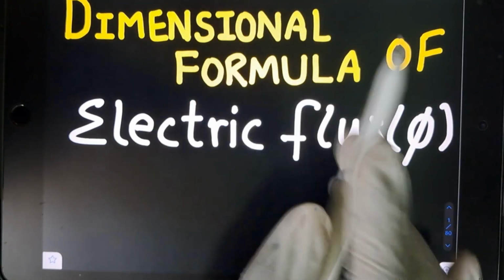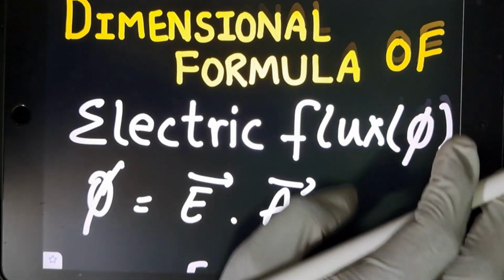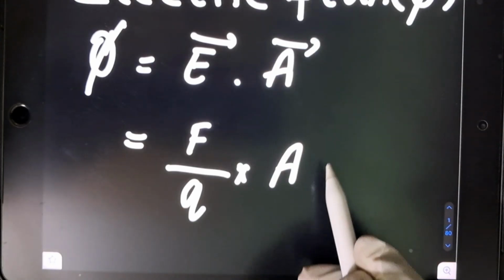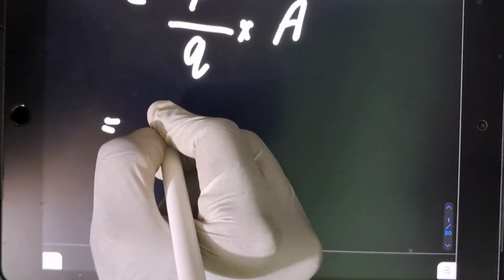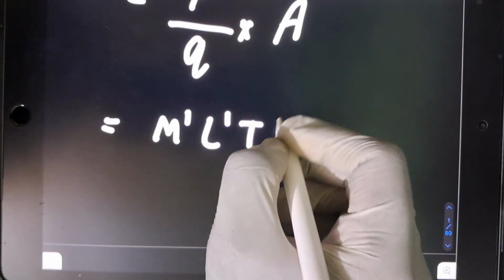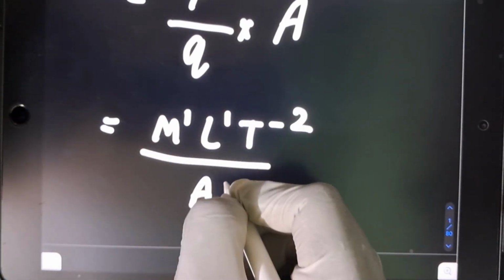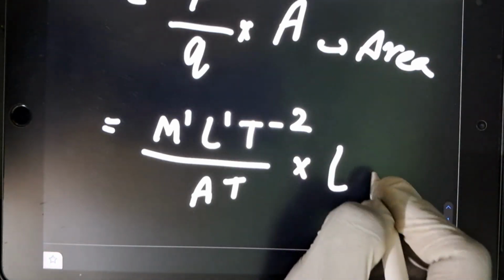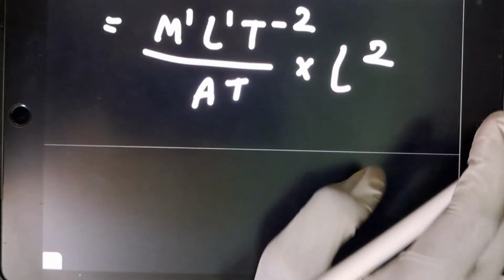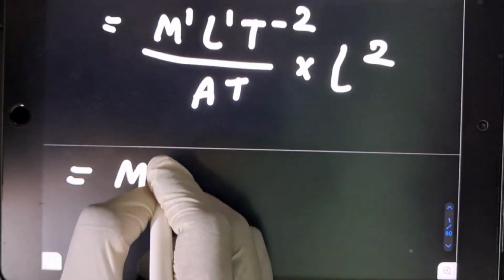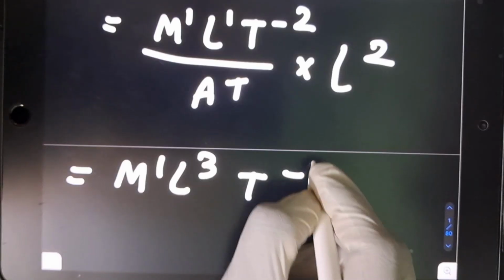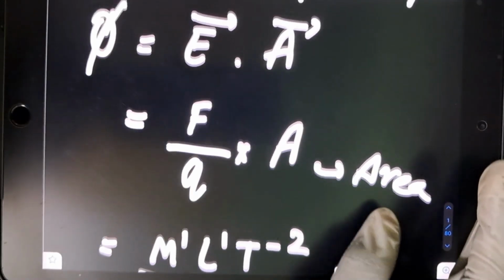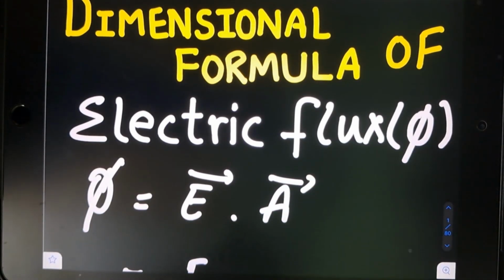To find the dimensional formula of electric flux, it is represented by phi. Phi is equal to E into A, electric field into area. Electric field is equal to force by charge into area. Here force M1 L1 T power minus 2 by charge is equal to current into time A into T. Here A represents area, it is L power 2. So we get M power 1, L power 3, T power minus 3, A power minus 1 is the electric flux dimensional formula. Phi is equal to EA.